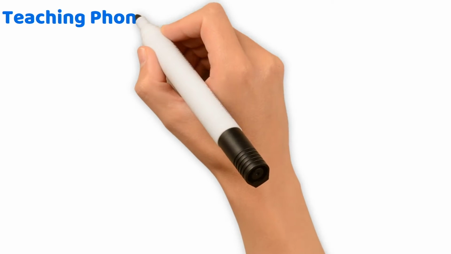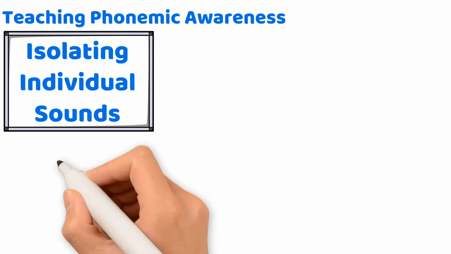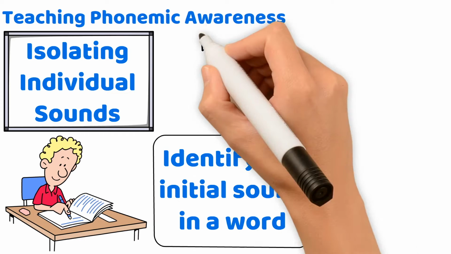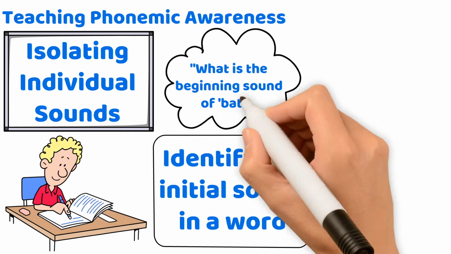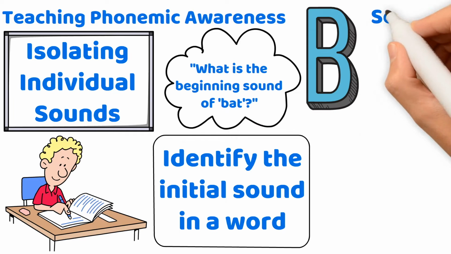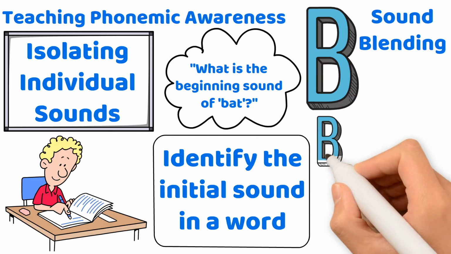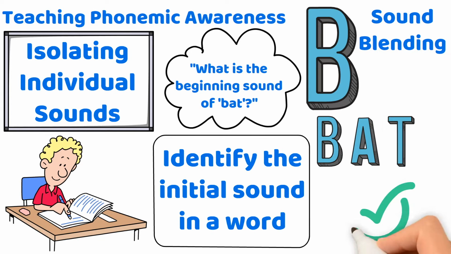When teaching phonemic awareness, start by isolating individual sounds in words to enhance decoding skills. Start by helping a student identify the initial sound in a word. For example, ask, "What is the beginning sound of bat?" And the student should respond with the sound B. Next, introduce sound blending by saying the separate sounds in bat, like B, A, T, and asking the student to merge these sounds to form the word bat.